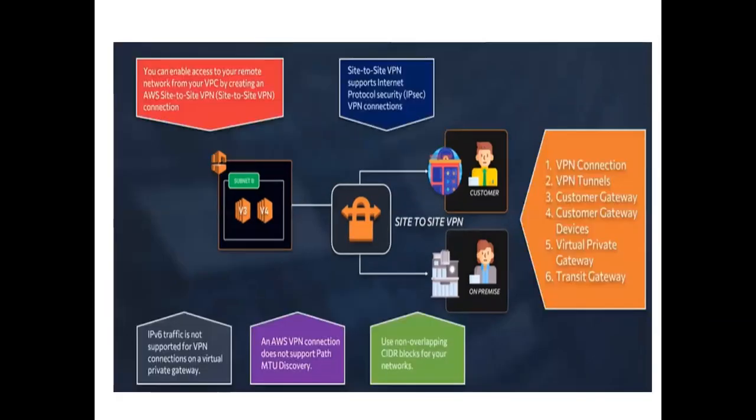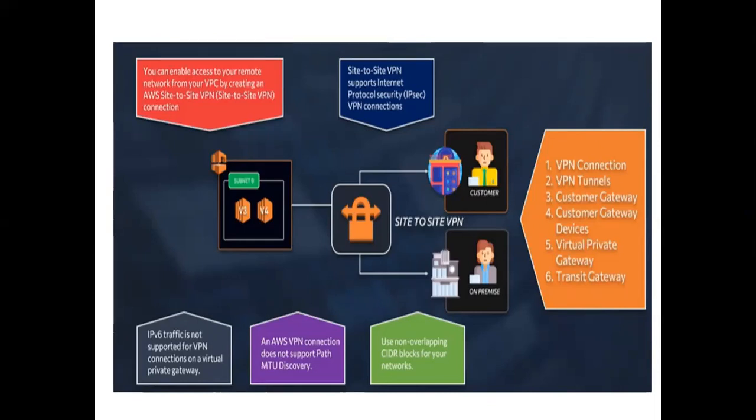When it comes to site to site VPN, there are a couple of things you need to understand on the AWS side. One is the VPN connection. Second is VPN tunnels. Third is the customer gateway. Fourth is customer gateway devices. Fifth is the virtual private gateway. And sixth is the transit gateway. Of these six, the transit gateway is a recently launched service.